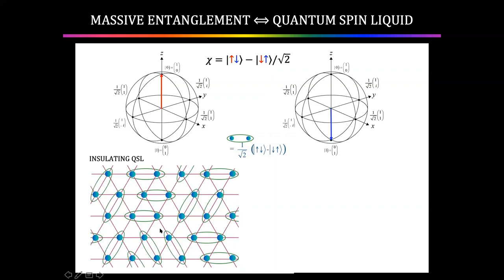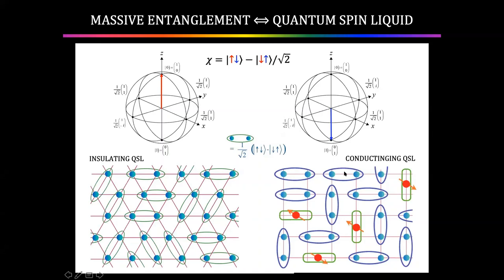And now you could turn this into a conductor. You could take away a few of the electrons, leaving holes behind. And that would allow hopping of the electrons. You would end up in a situation like this, where you have a mixture of spin singlets and charged holes with a spin-half. And somehow this mixed fluid is believed to be a conducting quantum spin liquid.